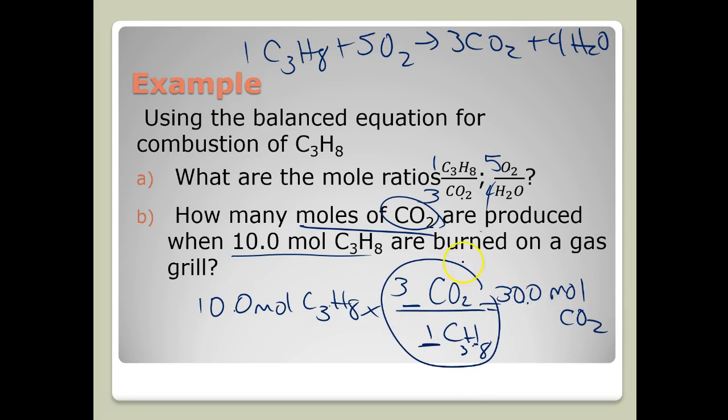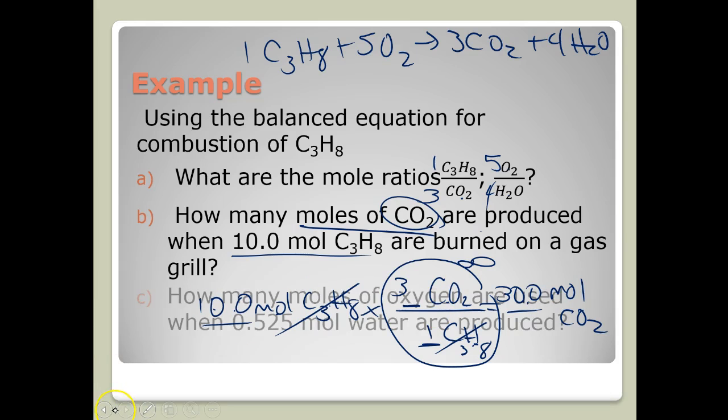When it comes to sig figs, these guys are considered infinite because they are counting. It's counting atoms. It's counting moles. So they don't count for sig figs. This counts for sig figs in my answer. And so C3H8 cancels out, and I carry 10 times 3 moles of CO2. Okay, so that's how you use a mole ratio.